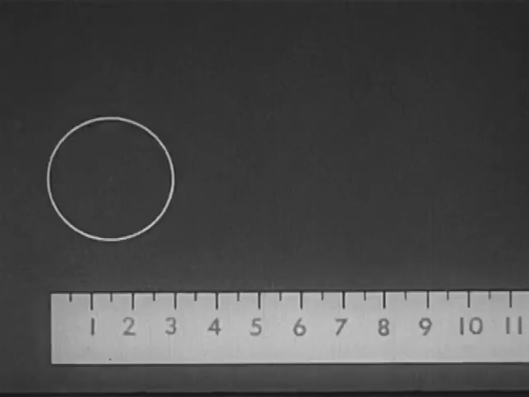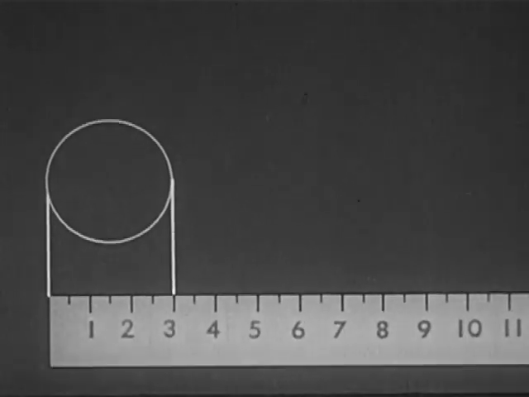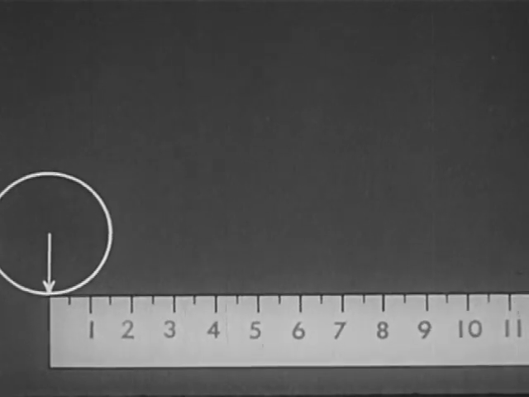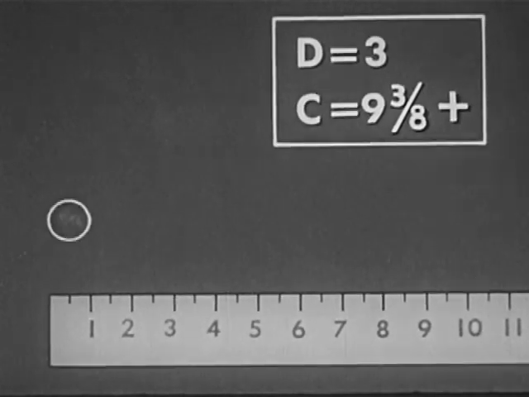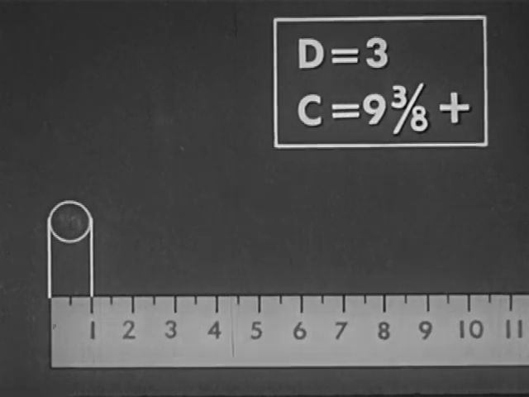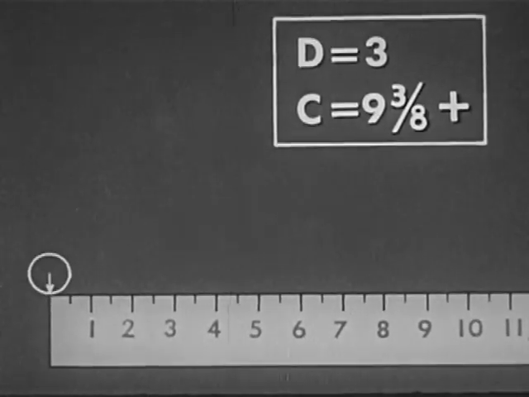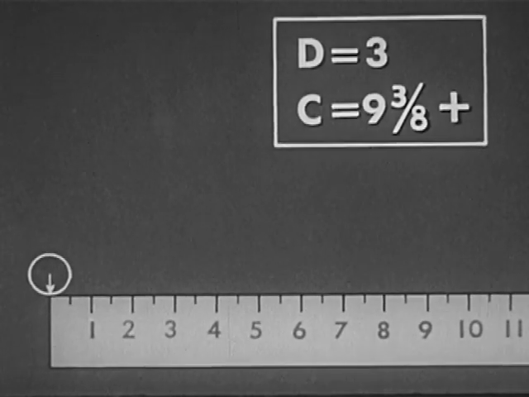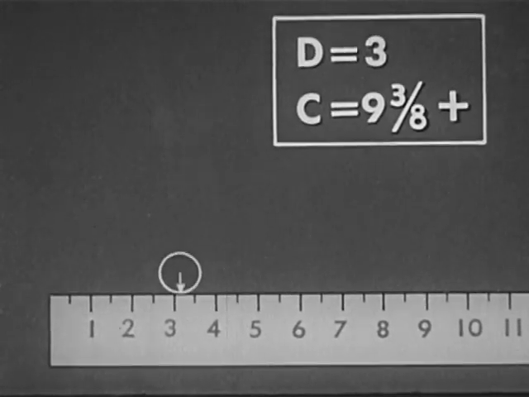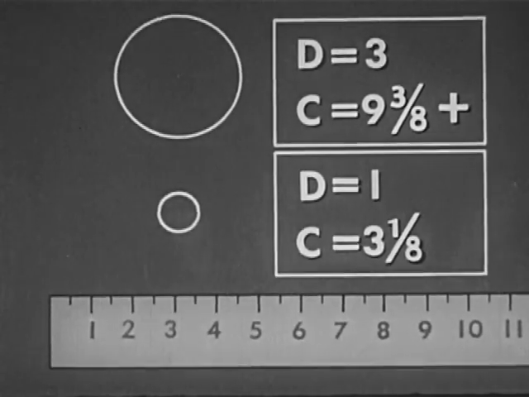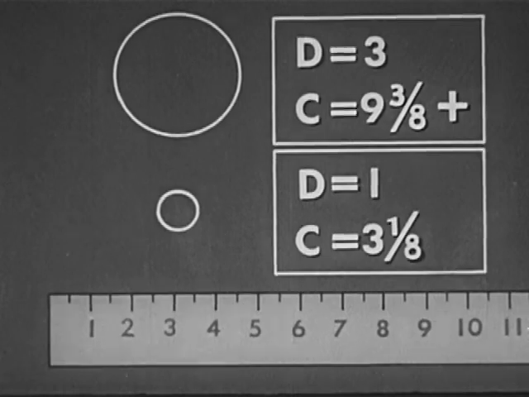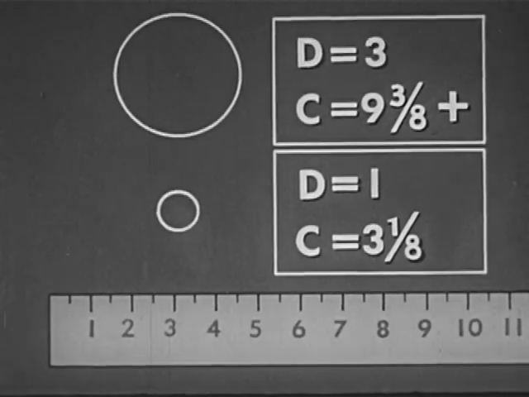Suppose you take the circle with diameter of 3 inches. You place that circle carefully, you rotate the circle until you measure the circumference, and you record these measurements. Then you measure another circle. This circle has a diameter of 1 inch. You carefully prepare to measure the circumference of this circle. You find the circumference, and you record these measurements. These are the facts which have helped teachers of mathematics to develop the meaning of pi.